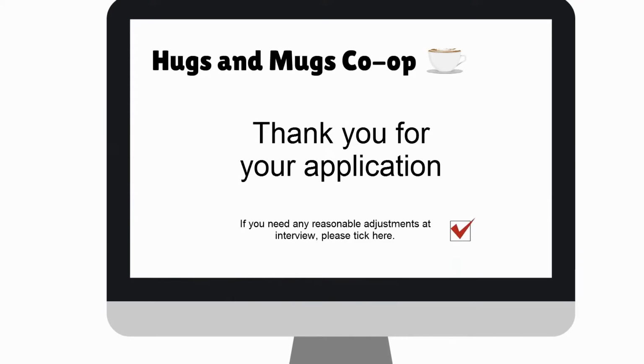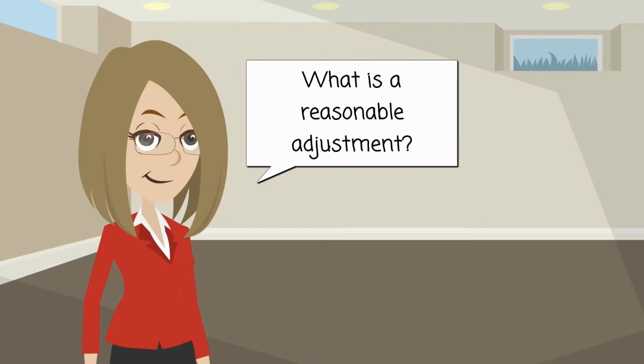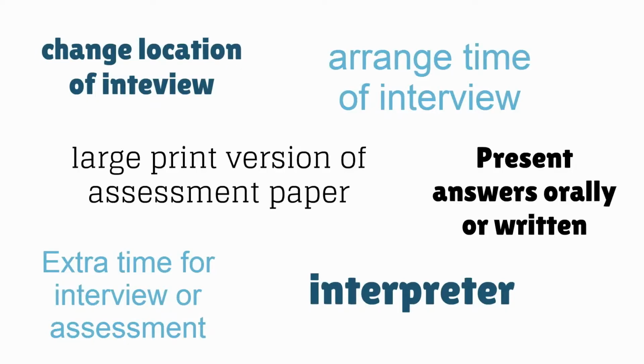It is good practice to ask all applicants to indicate whether they are likely to need any reasonable adjustments at interview. That way, you can contact them to discuss their requirement. The law says that you must make reasonable adjustments to the recruitment process to prevent a disabled person being disadvantaged. Here are some examples. What is reasonable depends on the circumstances of your business.